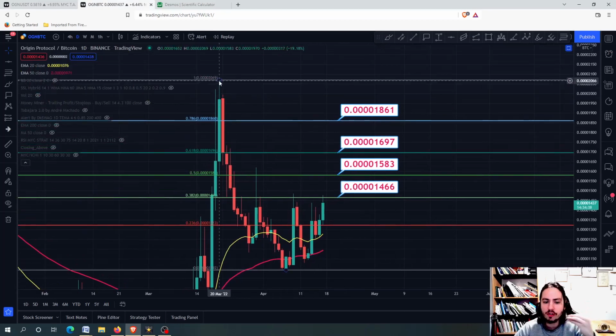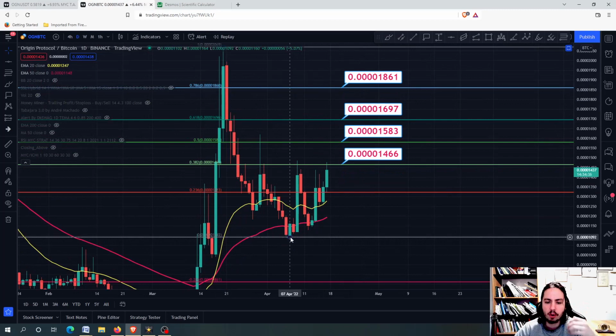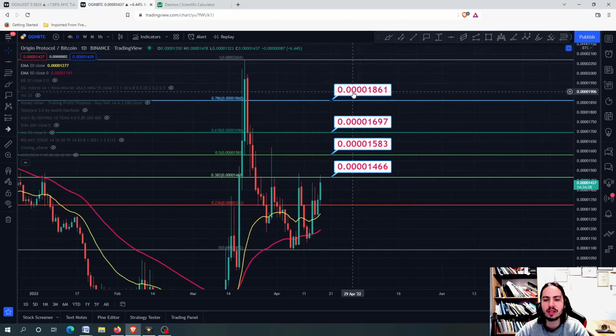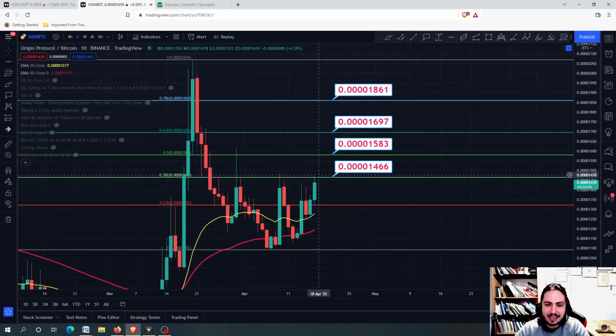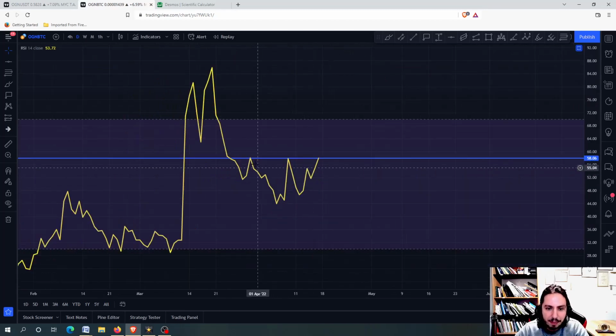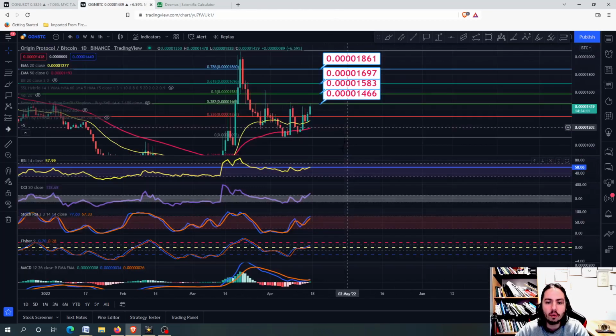If we draw the fib from the top on 20 March to the bottom on 7 April, we have the 0.40s 1466, 0.40s 1583, 0.40s 1697, and the 0.40s 1860. This is a very huge resistance level, and you can see from the RSI pattern that we have the same top, right? We need to eventually break above the RSI. We need to eventually break these resistance lines right here and go all the way higher.